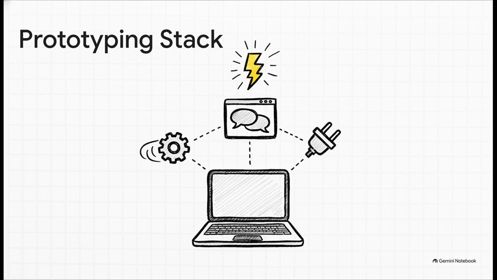As our source material points out, a brilliant modern prototyping stack includes UV for blistering fast project management, Chainlit for spinning up conversational UIs with literally just a few lines of code, LiteLLM to act as this awesome universal connector to different language models, and Google Gemini Flash, which is just fantastic for incredibly cost-effective, high-speed testing.